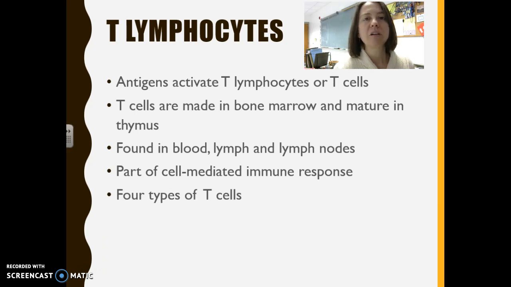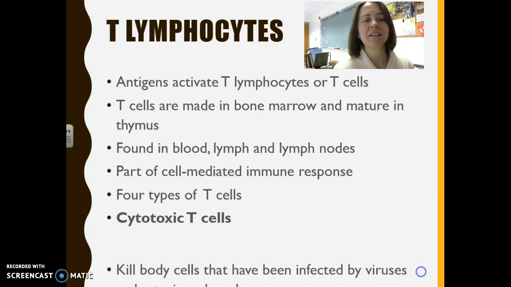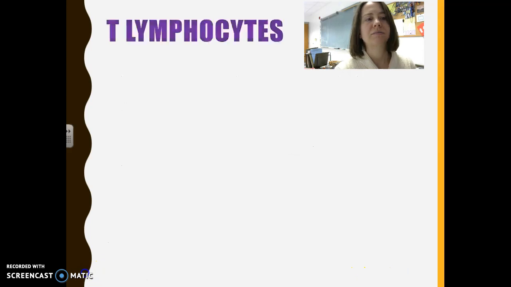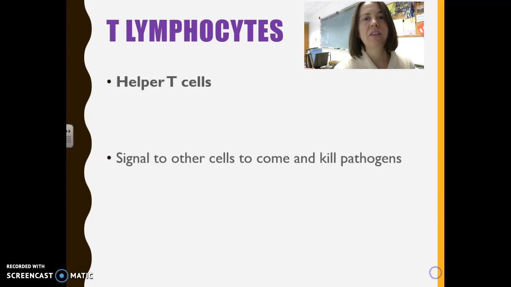There are 4 types of T cells. One is your cytotoxic T cells, and these kill body cells that have been infected by viruses or bacteria or that have become cancerous. So they will actually kill your own body's cells, and that's one of the reasons it's called cell-mediated immune response.